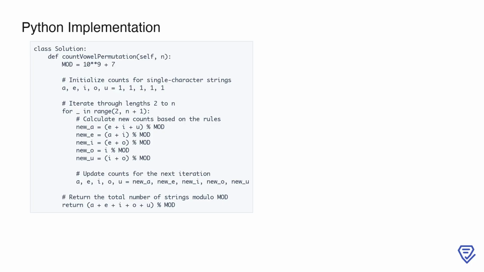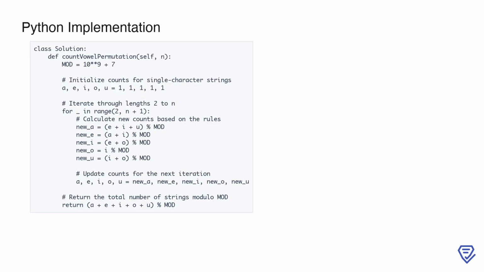A can follow e, i, or u. E can follow a or i. I can follow e or o. O can follow i. U can follow i or o. These rules are implemented using modular arithmetic to ensure that values remain within the bounds of mod.